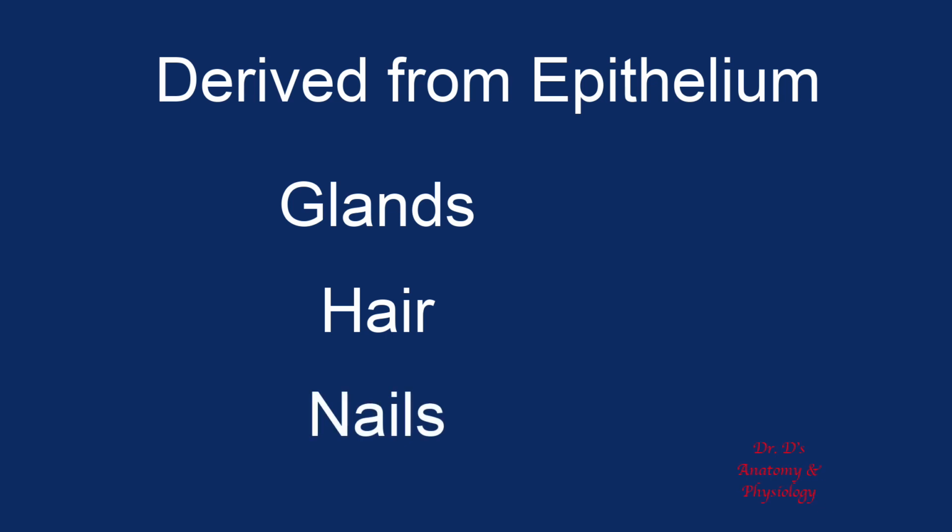Structures are derived from epithelium. These include various glands, including both exocrine and endocrine glands, and organs which are essentially internal organs, such as the liver and pancreas. External structures such as hair and nails are also derived from epithelium.